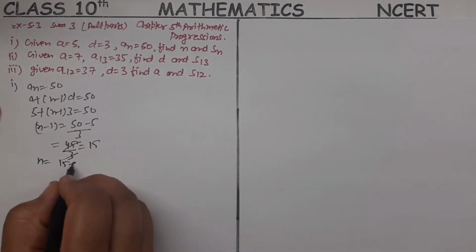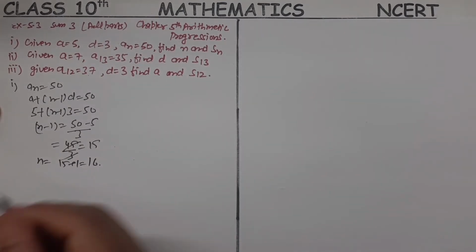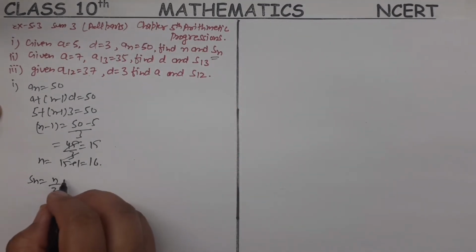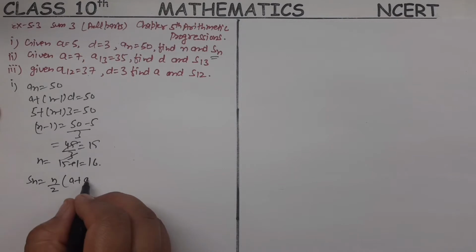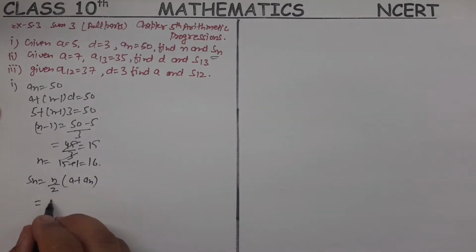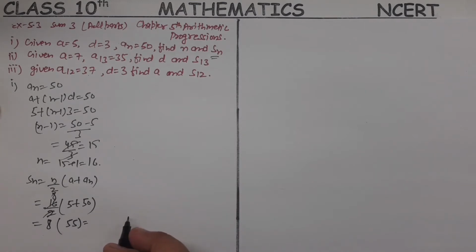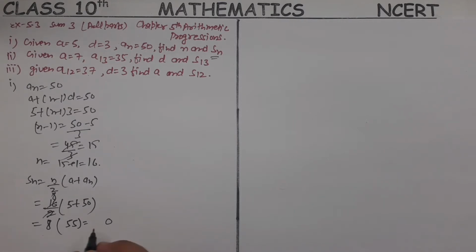Here n is 15 plus 1, 16. Now S_n = n/2 (a + a_n). We have n = 16, so 16 by 2, a = 5, a_n = 50. 16 by 2 is 8, 5 plus 50 is 55. Now multiply. That is the answer.